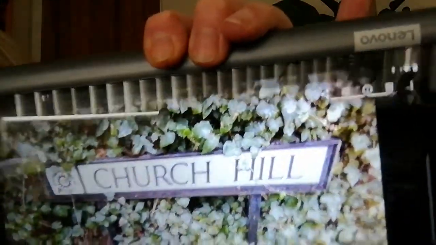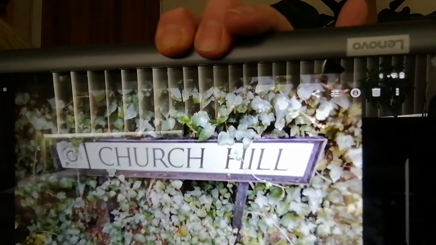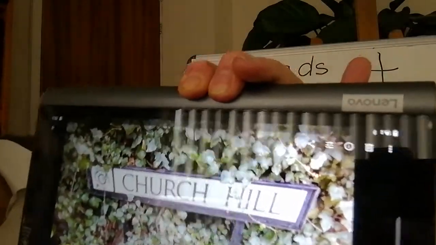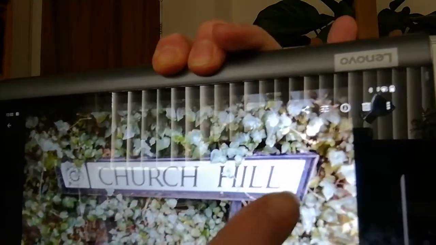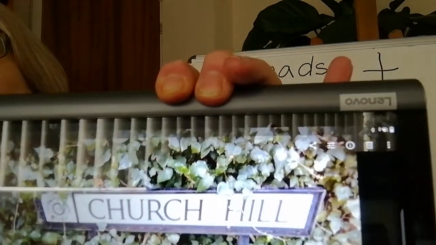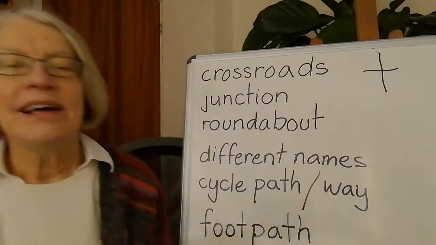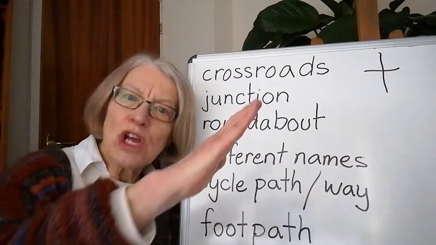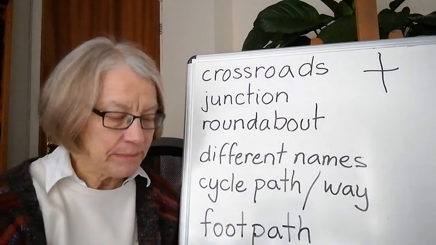Here's another one. You see that one? This one is called Church Hill. Church Hill. So instead of Church Road, it's called Church Hill. And that's because it's on a hill. The road goes up. It's a hill.